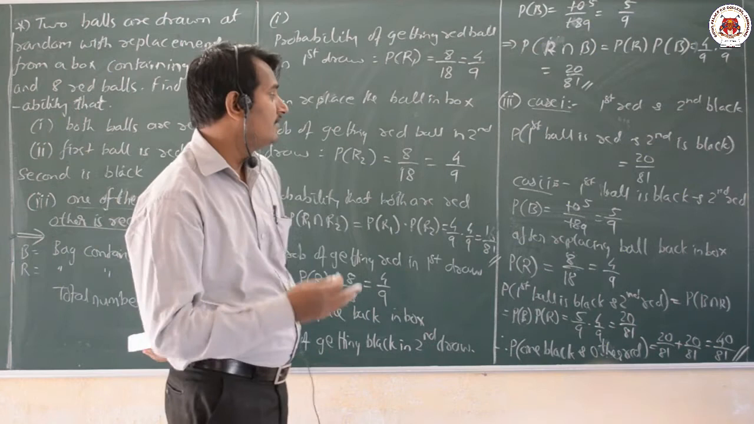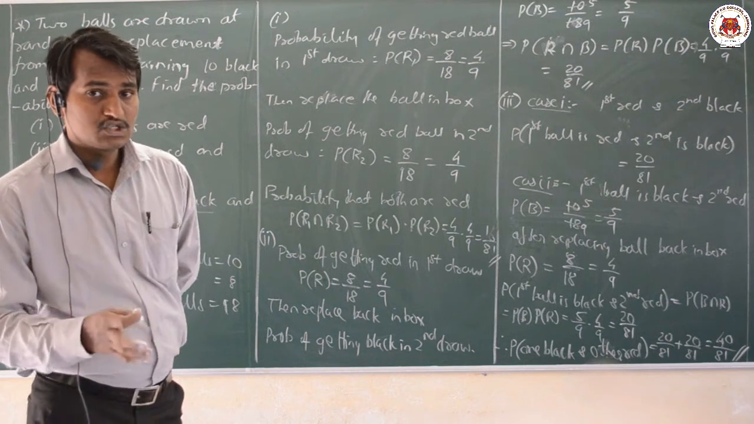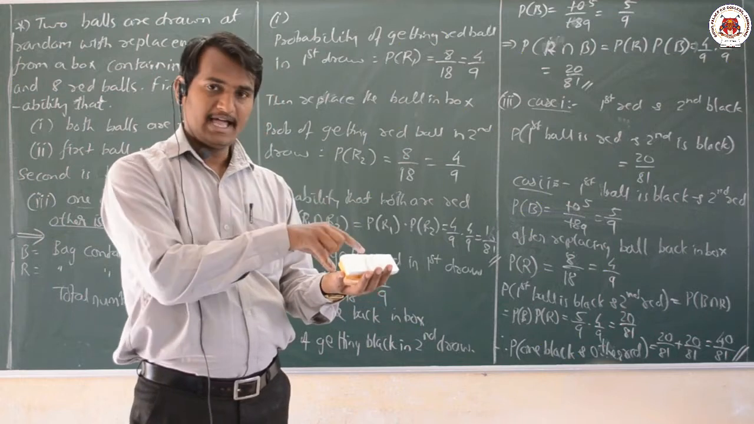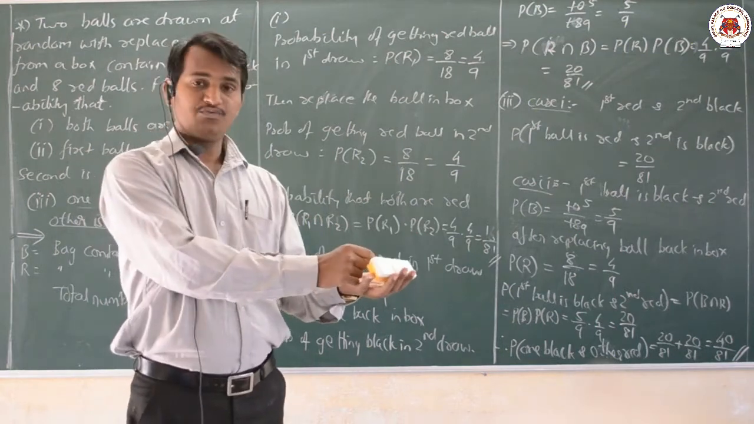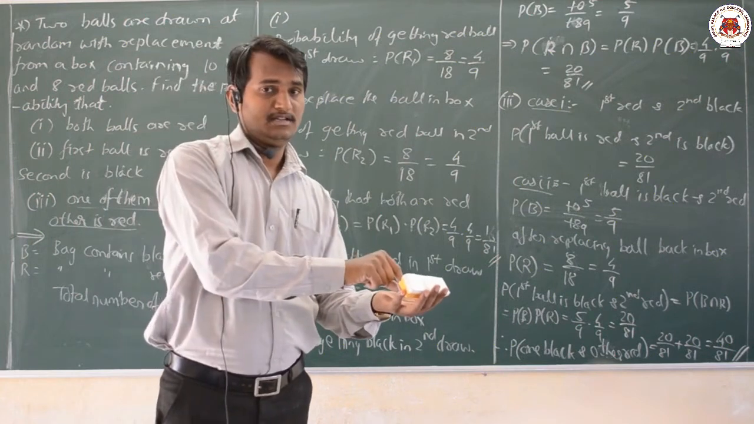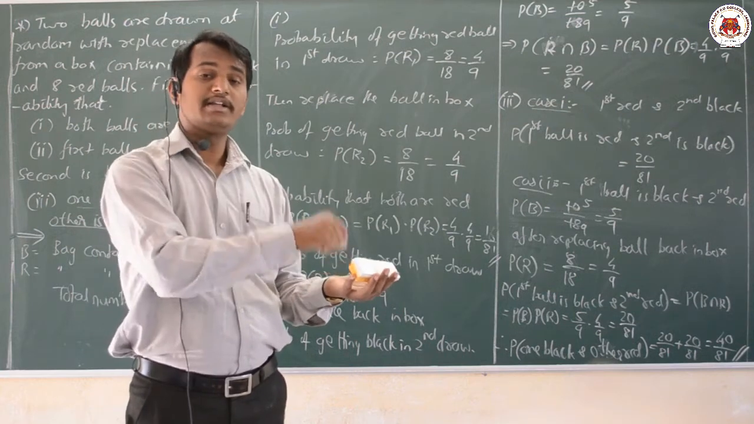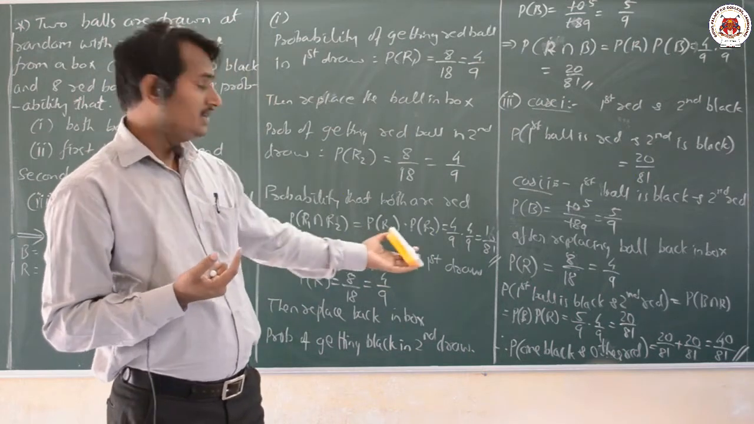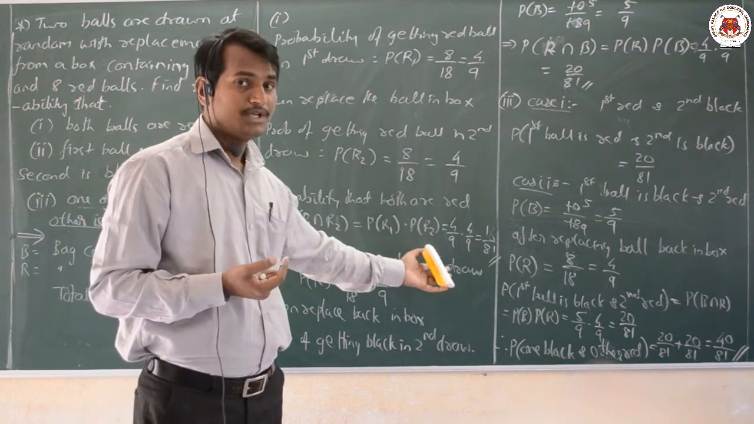Dear students, it is a very simple problem and it is related to what? Independent events. How we understood that it is independent? In this particular box there are 18 balls, 10 are black, 8 are red. So I have to choose 2 balls. At the first draw we choose a ball and replace it back, and then I choose another ball. That means there are 2 events, drawing the first ball and drawing the second ball, and both are independent of each other. That's why we are making use of independent events here. P of R1 intersection R2 is equal to P of R1 into P of R2.